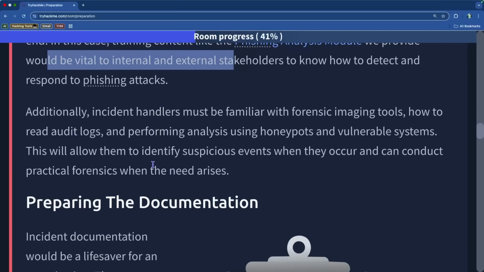Additionally, incident handlers must be familiar with forensic imaging tools to read audit logs, and with performing analysis using honeypots and vulnerable systems. This will allow them to identify suspicious events when they occur and conduct practical forensics when the need arises.